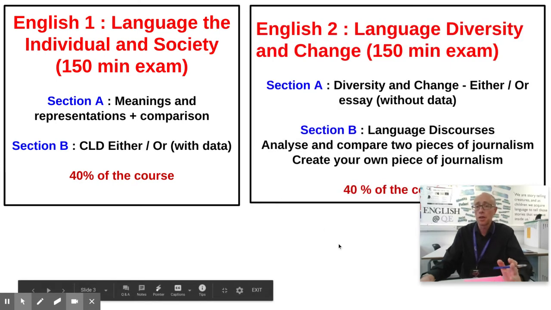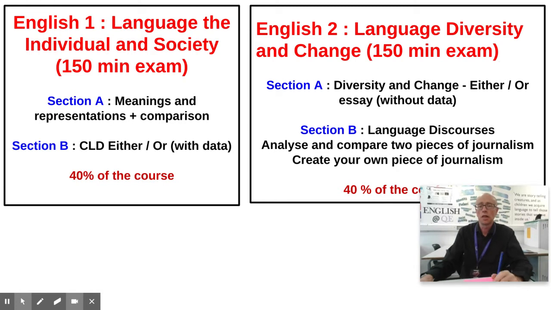In your English paper 2, which is also 2.5 hours, it's called Diversity and Change. Section A is a good old-fashioned essay question that you do on some aspect of either diversity or change. You don't have data for that. And in your section B, you're doing these discourses. So you get two lengthy pieces of journalism. You get to analyse and compare the language, and then you get to create your own piece of journalism, an opinion article. So that's 80% in total of the qualification just on those two papers.